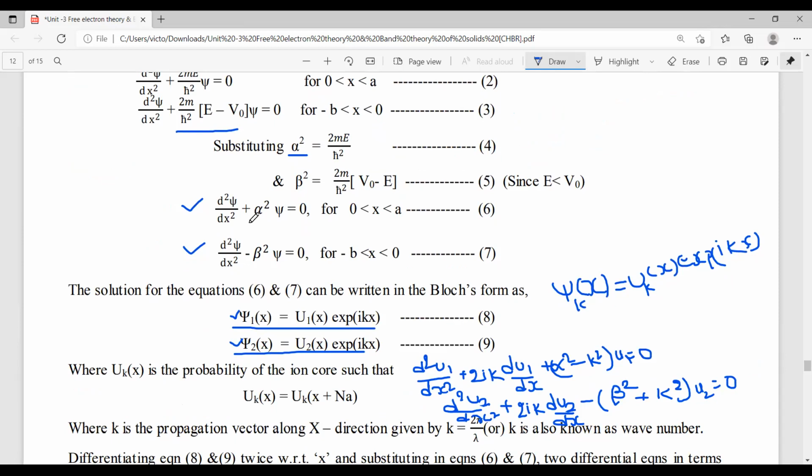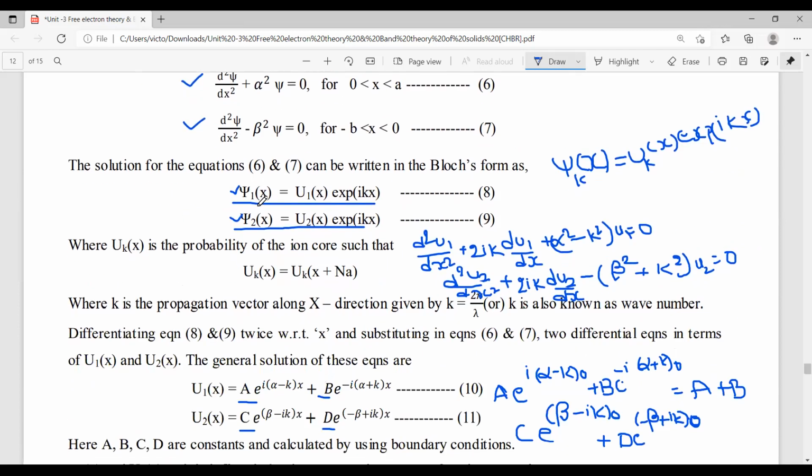According to Bloch theory, the solutions of these equations are of the generalized form xi k of x equal to uk of x times exponential of ikx. So for these two equations, xi1 of x is the solution of equation 6, and xi2 of x is the solution of equation 7.